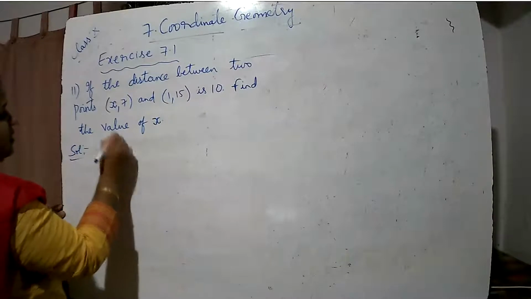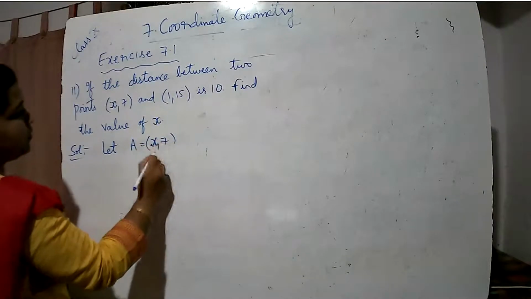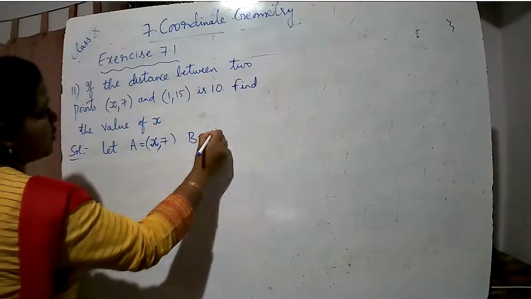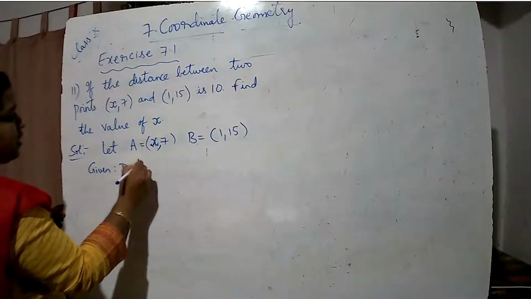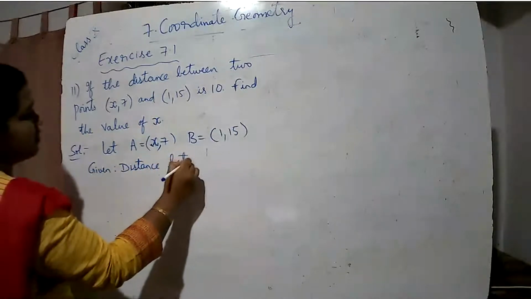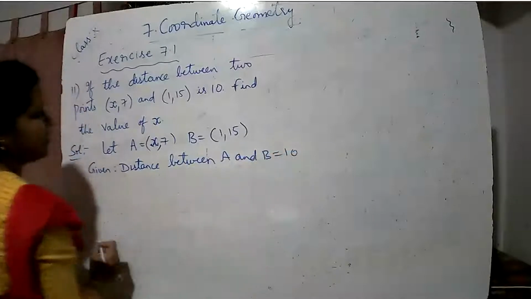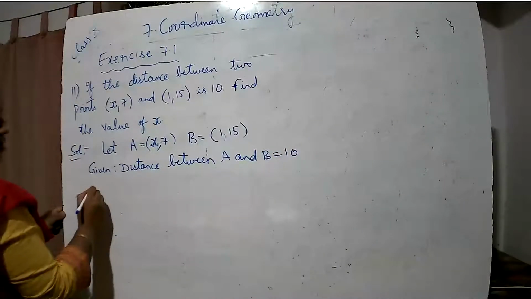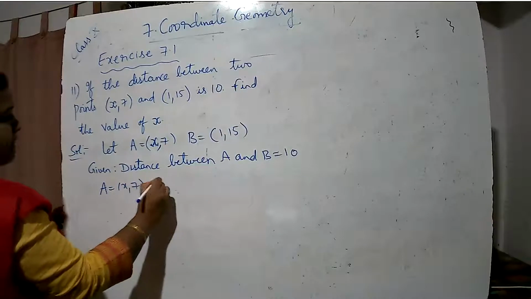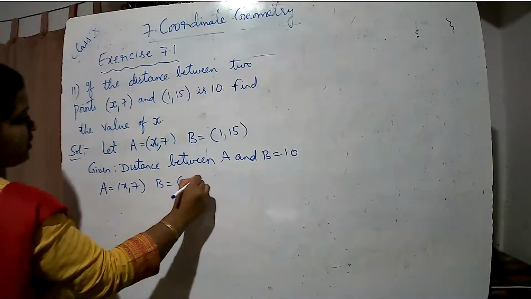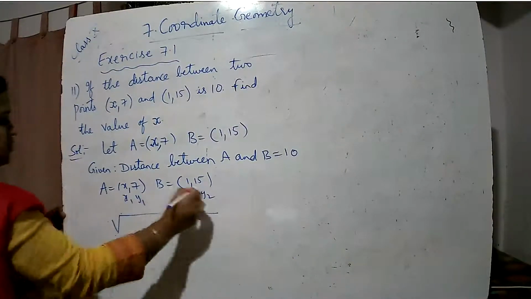Okay. So let us take one point as A is equal to (x, 7) and B is equal to (1, 15). Given the distance between A and B is equal to 10. Mark this as x1, y1, and this as x2, y2. Find the distance between A and B.